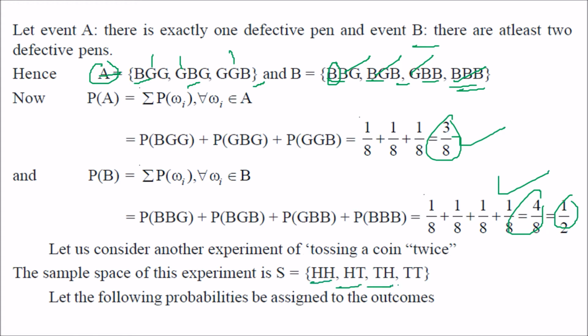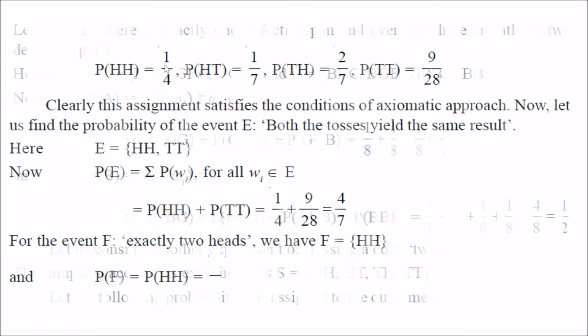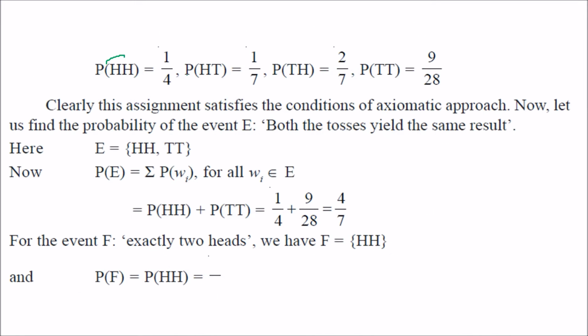What about tossing a coin twice? HH, HT, TH, TT, you have known that this is the sample space. Now what is the probability of having HH? Let us give it a probability of 1 by 4, 1 by 7, 2 by 7 and 9 by 28. So there is no problem, because all these probabilities lie between 0 and 1.